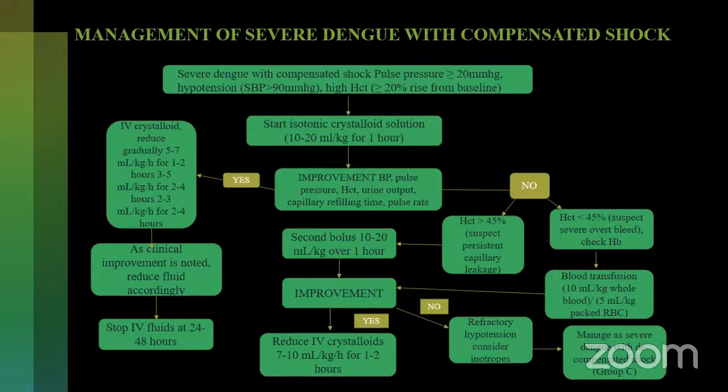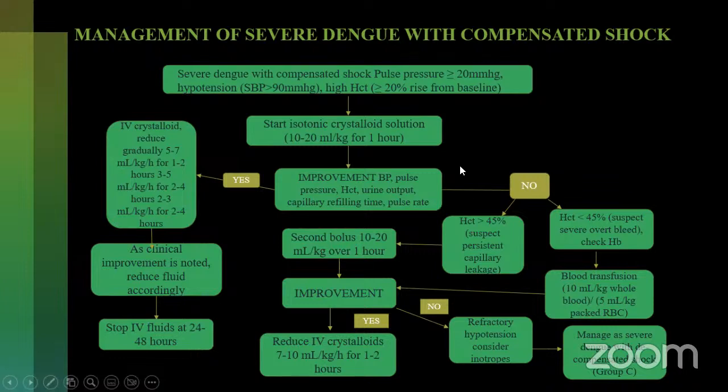So how do we manage the severe dengue patients with a compensated shock? That is, these patients present with pulse pressures more than 20 mmHg and SBP remains more than 90, and hematocrit more than 20% rise from the baseline is noted. So in these patients, we have to again start fluids at 10 to 20 ml per kg for 1 hour. And then we have to look for signs of improvement. If they are present, then we start to de-escalate in the similar fashion. And if improvement is noted further, then we can stop the fluids at 24 to 48 hours.